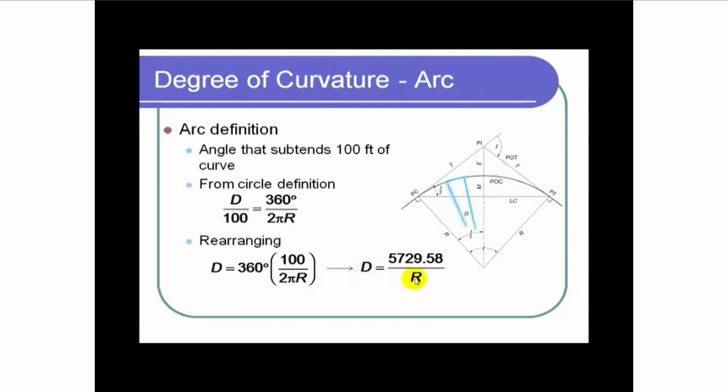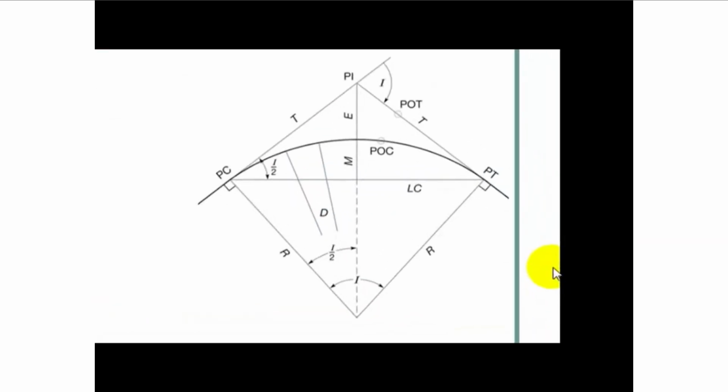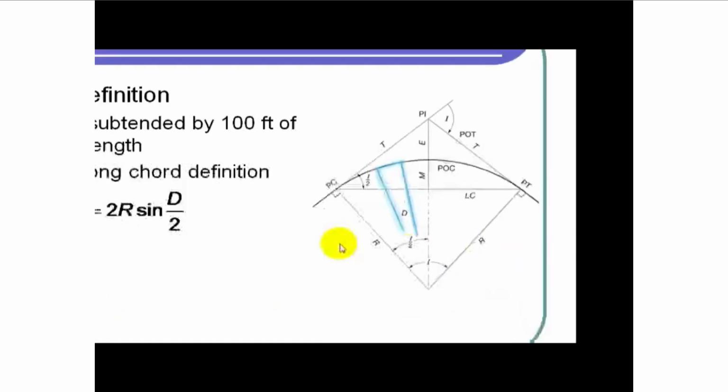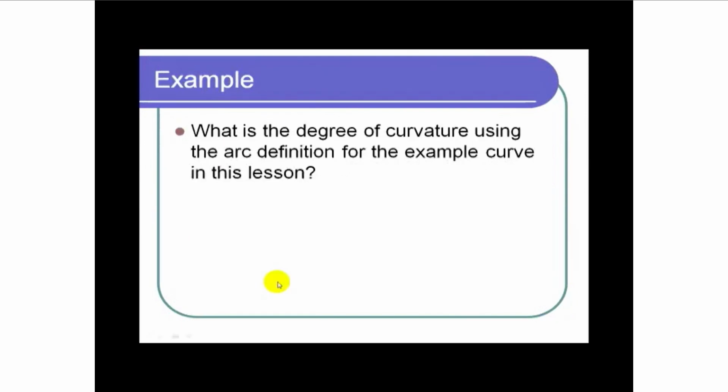This is the arc definition. For the chord definition, we're looking at a 100-foot chord length. So we go back to our long chord formula again, and we know that 100 feet is equal to 2r times the sine of d over 2. Solving for r, we get r equal to 50 divided by the sine of d over 2.